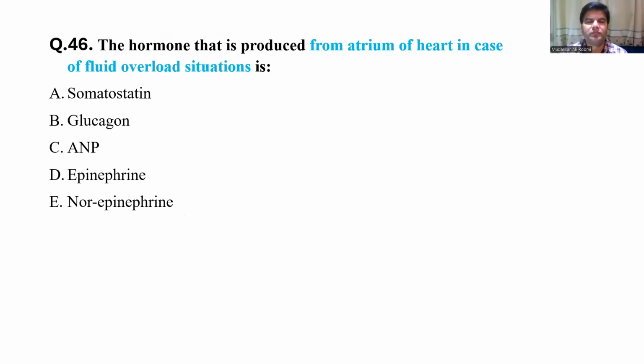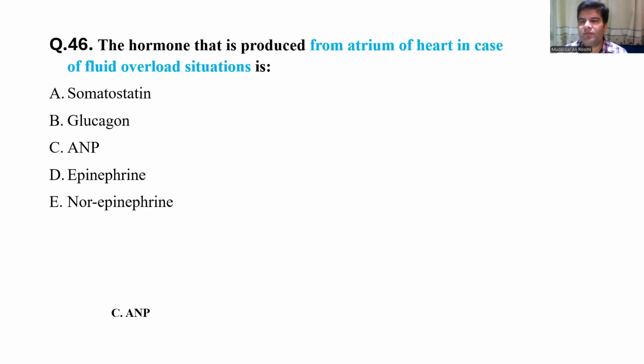Next question is, the hormone that is produced from the atrium of heart in case of fluid overload situation is, options are A somatostatin, B glucagon, C ANP, D epinephrine, E norepinephrine. And the answer is, the hormone secreted from the right atrium of heart because of fluid overload situation is ANP, which is also called atrial natriuretic peptide. So this hormone is called atrial because it's produced from the atrium of heart. Natriuretic because this hormone is responsible for loss of sodium and water in urine. Why is this a peptide? Because it's a protein hormone.